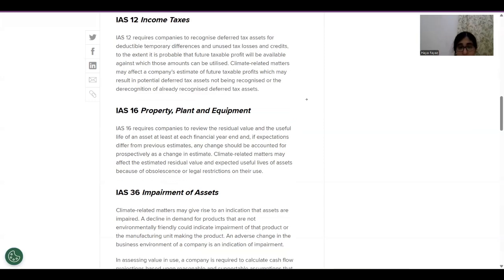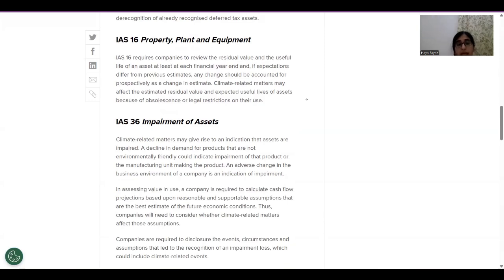Then IAS 16, this is easy. By now you should have understood to review the company's residual value and the useful life of an asset at least at each financial year. And if expectations differ from previous years, any change should be accounted for prospectively as a change in estimate. Climate matters may affect the estimated residual value and expected useful life of assets because of obsolescence or legal restrictions of their use.